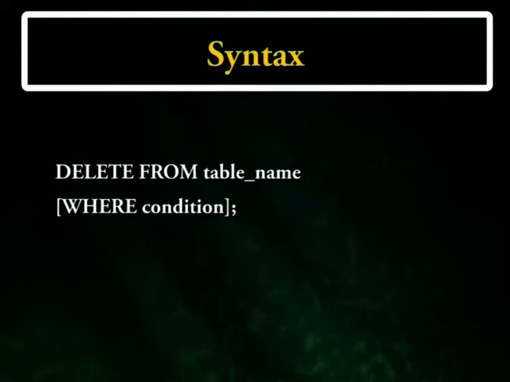In the square brackets we have specified the where clause with a condition, which is optional. Optional means that if we do not use the where clause, then all the rows of the table will be deleted, whereas if we use the where clause, then only that row or those rows satisfying the condition mentioned in the where clause will be deleted.